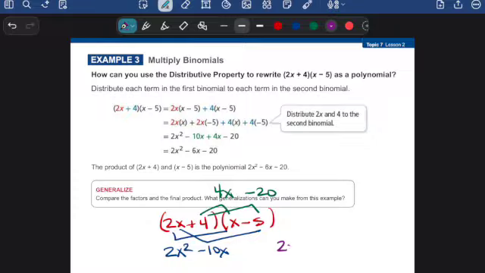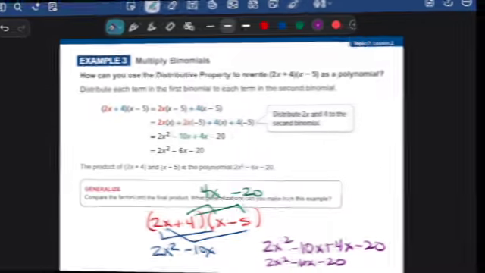So starting with my highest exponent, 2x squared, I have negative 10x plus 4x minus 20. Combine your linear terms. Negative 10 plus 4 is negative 6x minus 20. So I call this the arrow method. Just make sure you're having arrows below and above because you have to distribute both terms in the first polynomial. Well, sometimes it might be more than 2 terms. You'll have to distribute every term in the first polynomial.